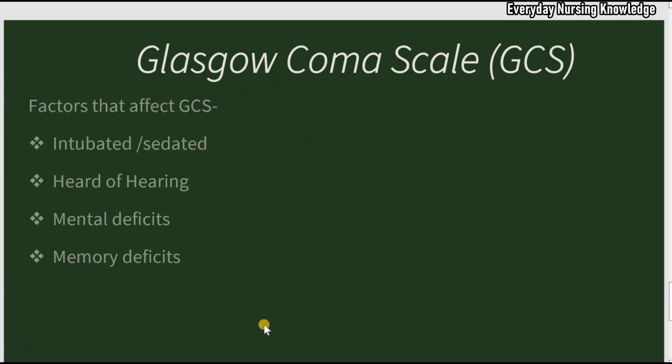Now let's see what are the factors that affect the Glasgow Coma Scale. The factors are: if the patient is intubated and sedated, the patient may not be able to answer your questions, and may not be able to follow your commands. This can affect the Glasgow Coma Scale.